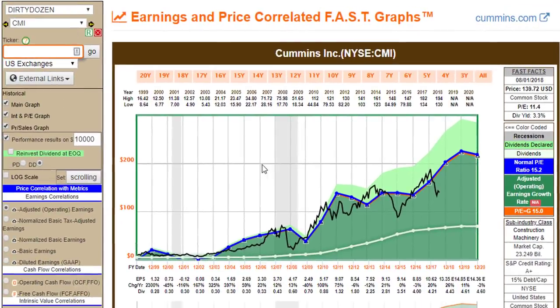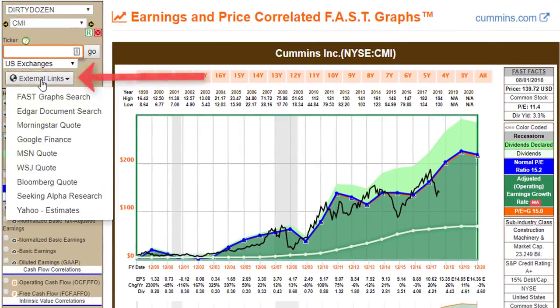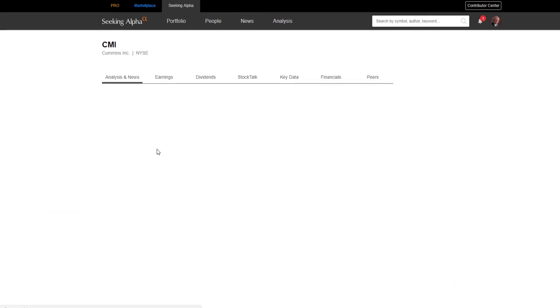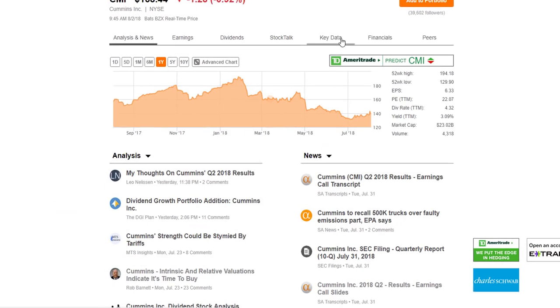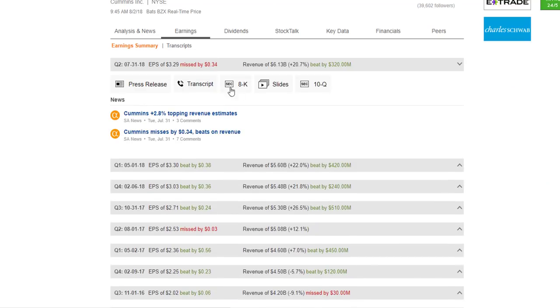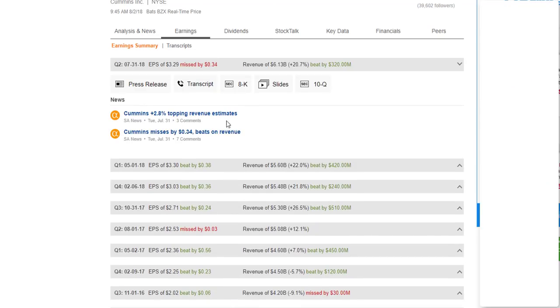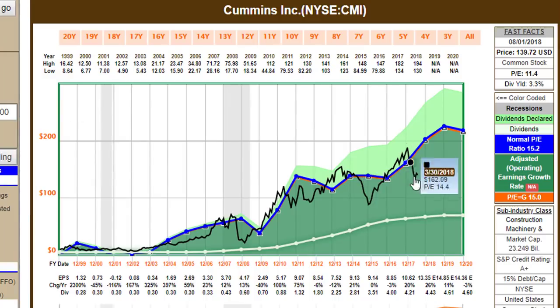Now, you can also utilize FAST Graphs and go into external links like Seeking Alpha, for example. You can go into their research. You can look at a company's most recent earnings reports and see what the company has done. You can see that they topped their revenue estimates in their July 31st report. They also missed earnings by 34%, but they beat on revenues, and so the stock is down today. But the point is, the valuation is already low. The current PE is 11.4 blended, dividend yield 3.3% with some opportunity for dividend growth.